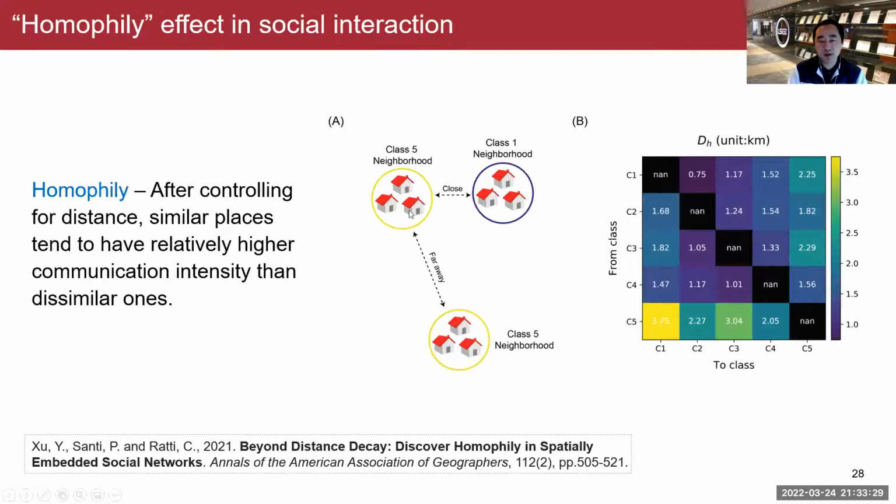Very interesting finding. And then in this study, we also came up with a concept called homophilic distance. So what does it mean? If similar neighborhoods have a higher communication intensity, even as they become farther and farther away, their communication intensity would still be higher than, for example, the communication intensity between two completely different neighborhoods. So we want to see at which distance their communication frequency is still comparable to that of two different neighborhoods, even though those are close to each other.